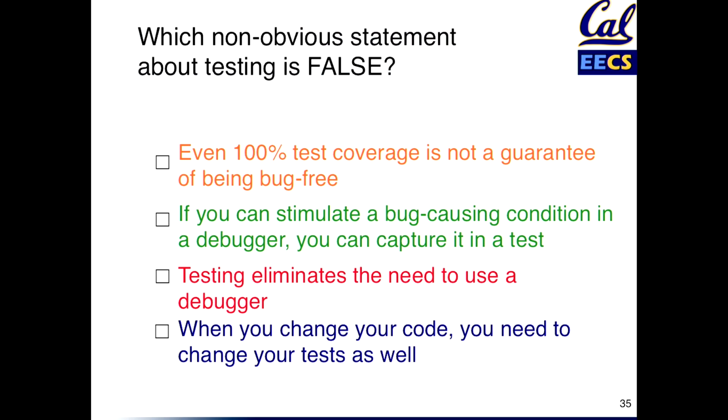So here's a quick question about testing. Which non-obvious statement is false? Even 100% test coverage, whichever metric you want to pick, is not a guarantee of bug freedom. If you can stimulate a bug-causing condition using a debugger, then you can capture it in a test. Testing eliminates the need to use a debugger, assuming you've done the second thing. And when you change your code, you need to change your tests as well. Which of these four is false?